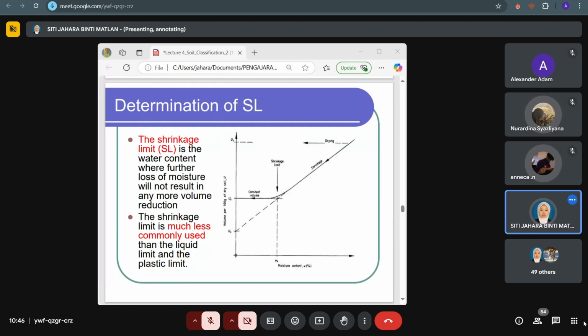You can see that the shrinkage limit point is the transition between the drying curve, from right to left, and the constant volume, which you can see here. So this is the shrinkage limit, the transition between this steep line and this constant line. That is the curve showing the volume decrease with moisture loss until it reaches the constant volume.